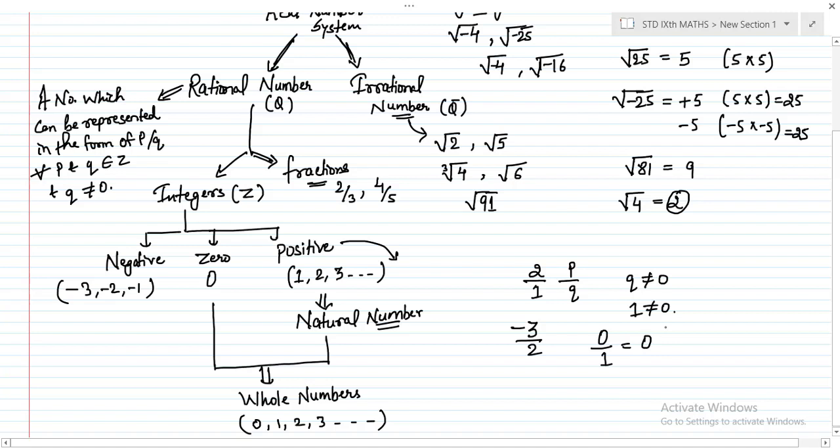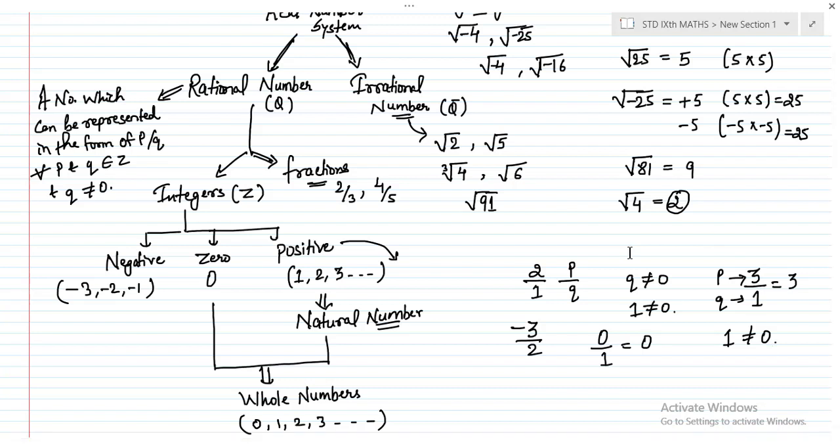Now talking about positive integers, let us have an example of 3. Again, 3 can be written as 3 upon 1, which also gives 3. In the same way 3 is expressed in the form of p upon q, and we can check that here the denominator 1 is not equal to 0. Now these positive integers are called natural numbers. Talking about whole numbers, as I said, when you include 0 in the natural numbers, we call it whole numbers.